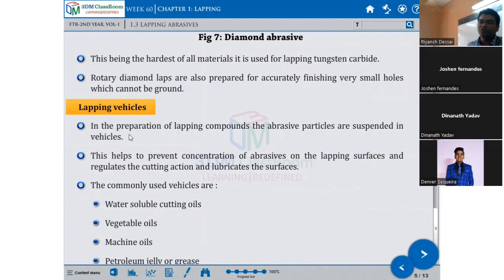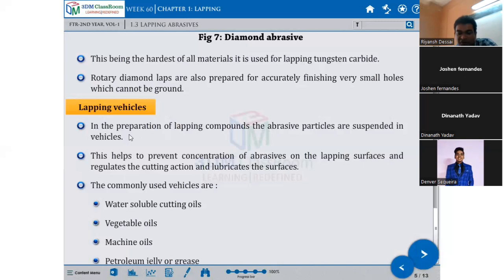This helps to prevent the concentration of abrasive on the lapping surface. The vehicle controls the concentration, and being a liquid, it washes the material away. So it prevents the concentration of abrasive on the lapping surface, regulates the cutting action and lubricates the surface. Most importantly, it also lubricates the surface of the job.